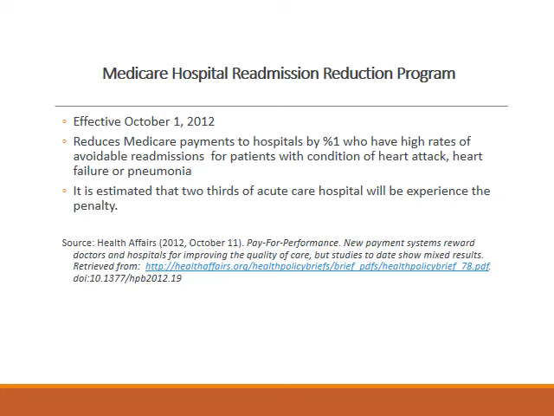Medicare Hospital Readmission Reduction Program. This became effective October 1st, 2012. It reduces Medicare payments to hospitals by 1% who have high rates of avoidable readmissions for patients with conditions of heart attack, heart failure, or pneumonia. It is estimated that 2/3 of acute care hospitals will experience this penalty.